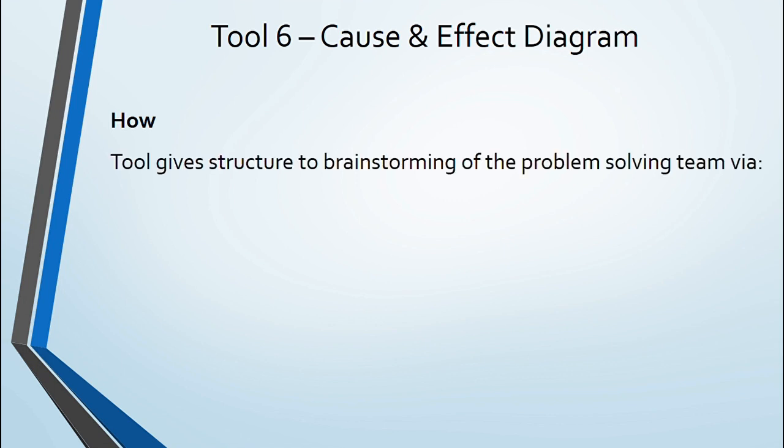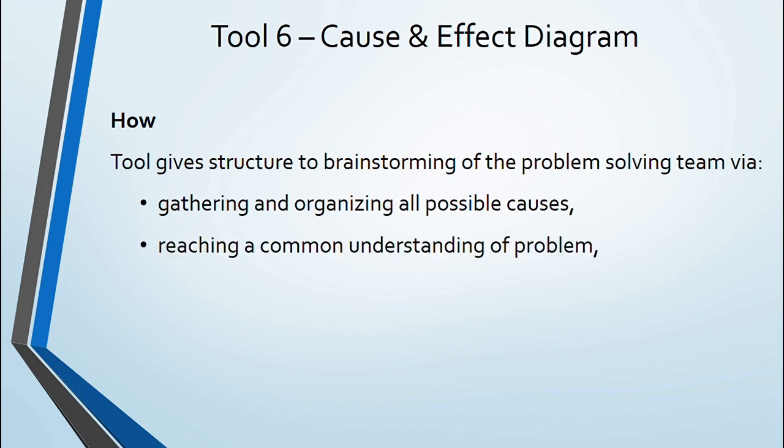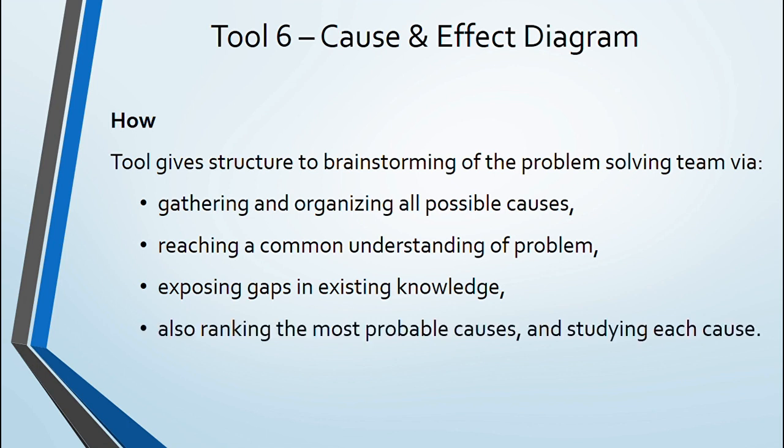Next question, how to use it? This tool is used as a structure to display the brainstorming of the problem solving team by first gathering all possible causes discussed among the team and organizing them. Then by creating a common understanding of the problem, also by exposing any gap in the existing knowledge of the team or individual. Further, the tool also helps by ranking the most probable cause of the problem by studying each cause.